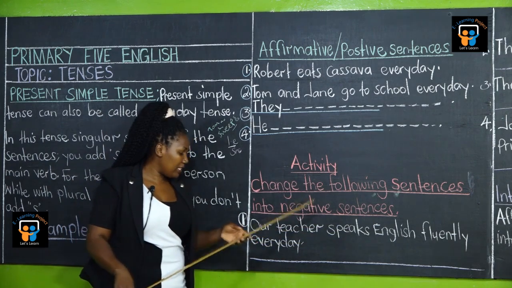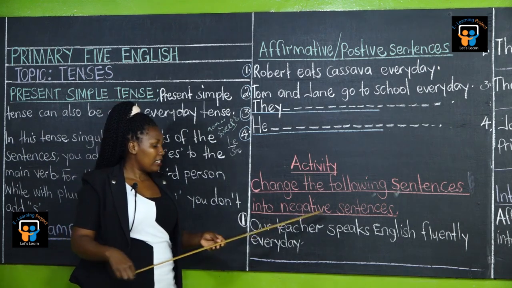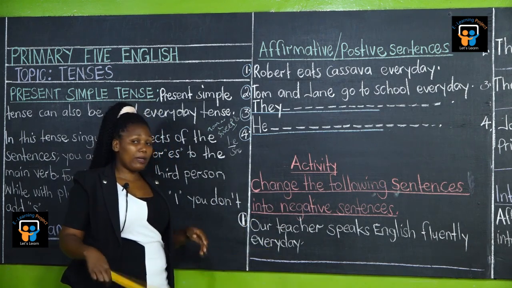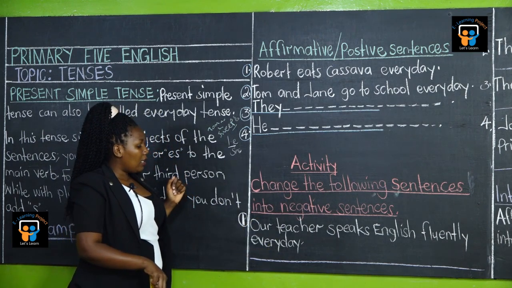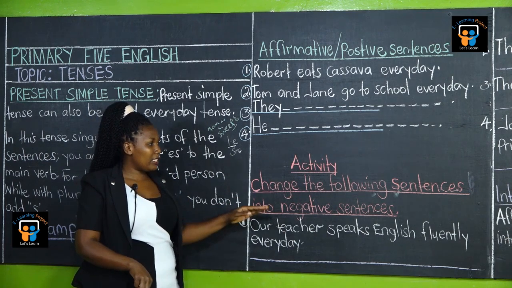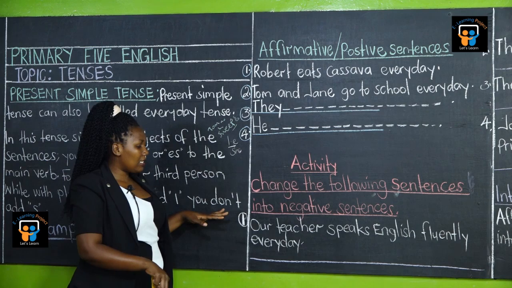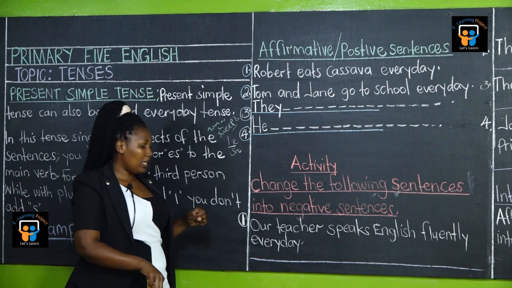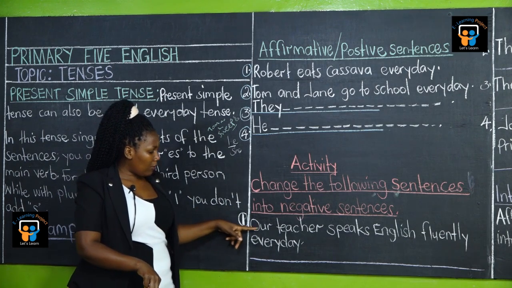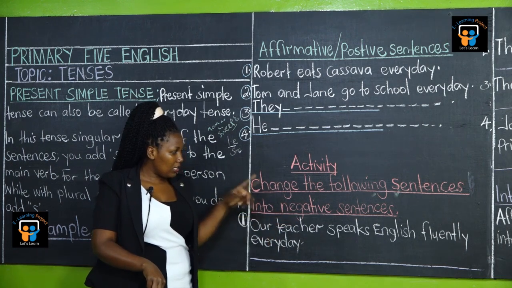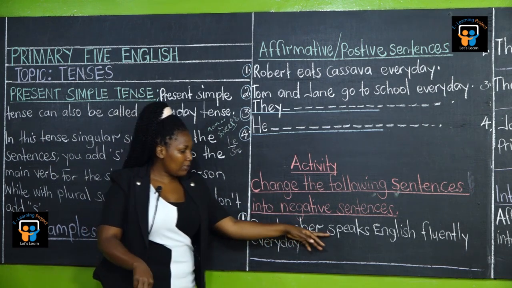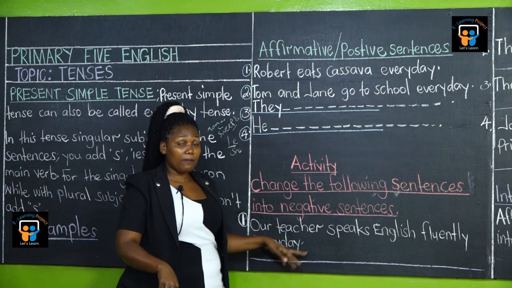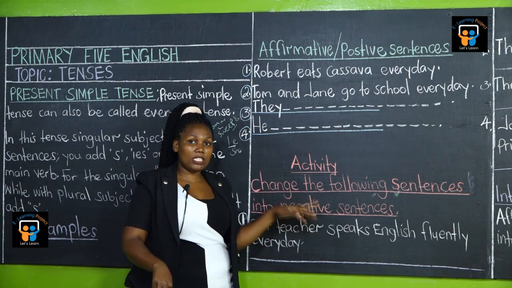For example, number 1 here we have: our teacher speaks English fluently every day. I remember I told you I was talking about negative, interrogative, and then affirmative sentences, I mentioned something like helping verbs. So when you see here, our teacher speaks English fluently every day, this main verb here, which is having S, it will call us to have a helping verb there. And then still we add not to that helping verb.